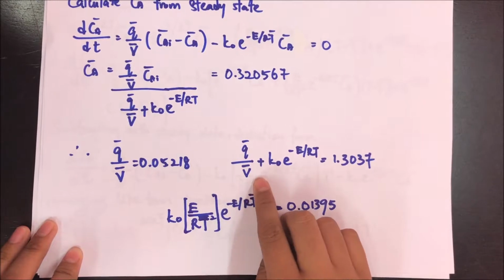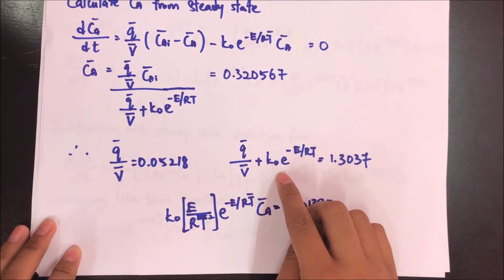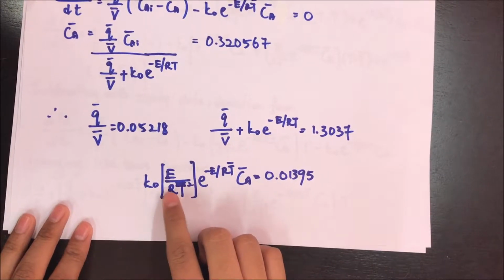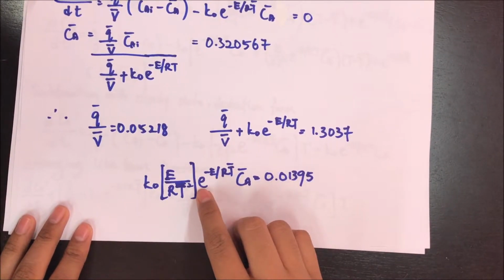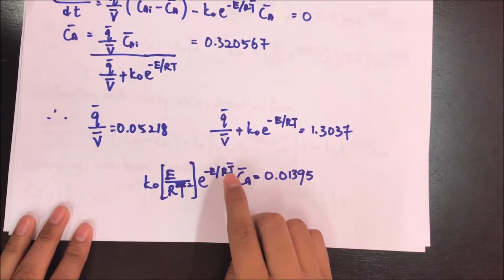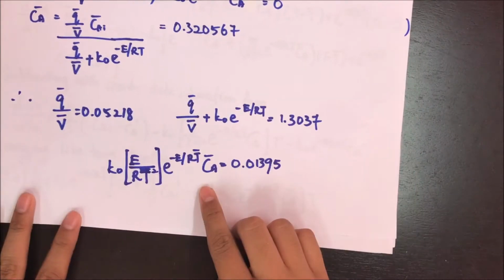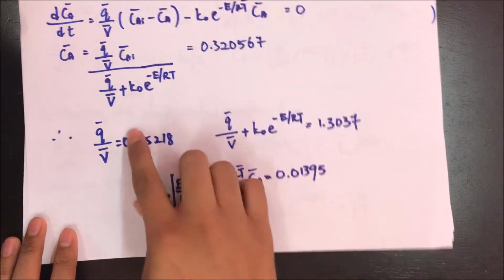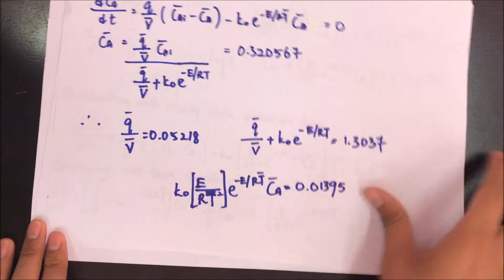Hence, we also need to find all the other terms such as Q bar over V bar, Q bar over V bar plus K naught exponential of negative E over RT, also K naught E over RT bar squared exponential of negative E over RT squared CA bar. So this is all the values needed. With these values, we will put them all into this equation.